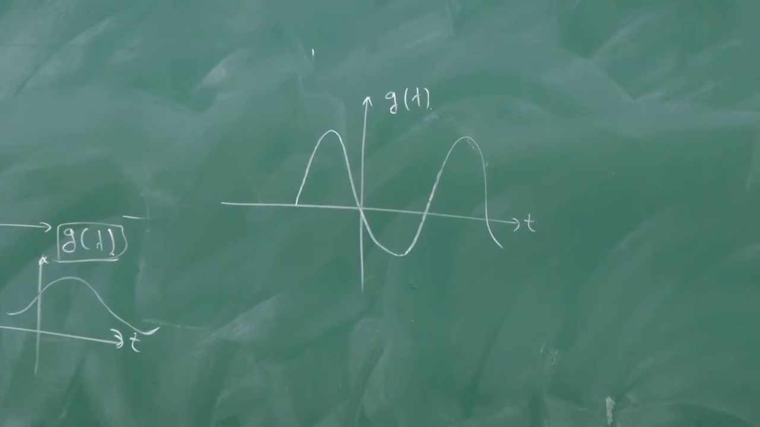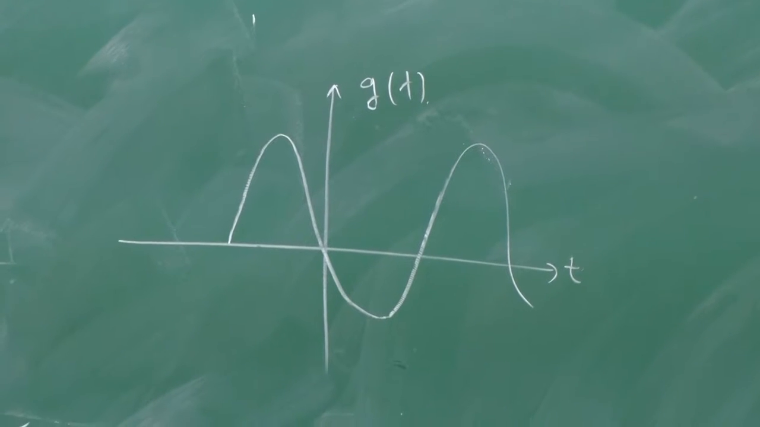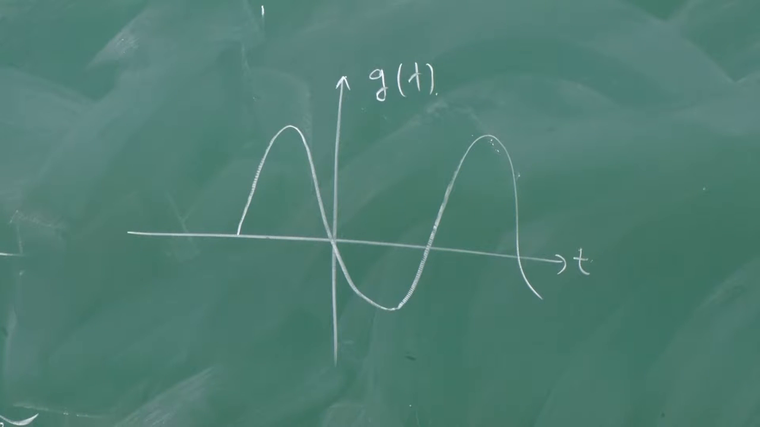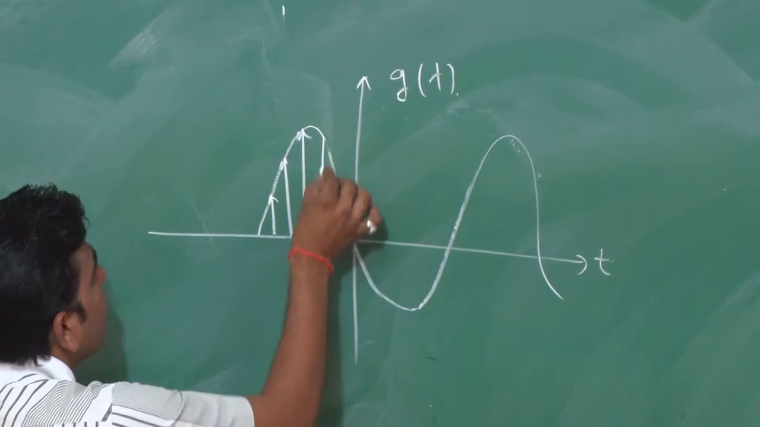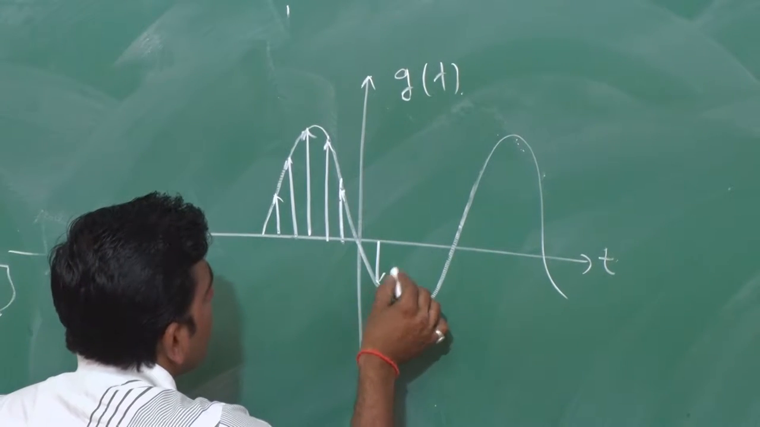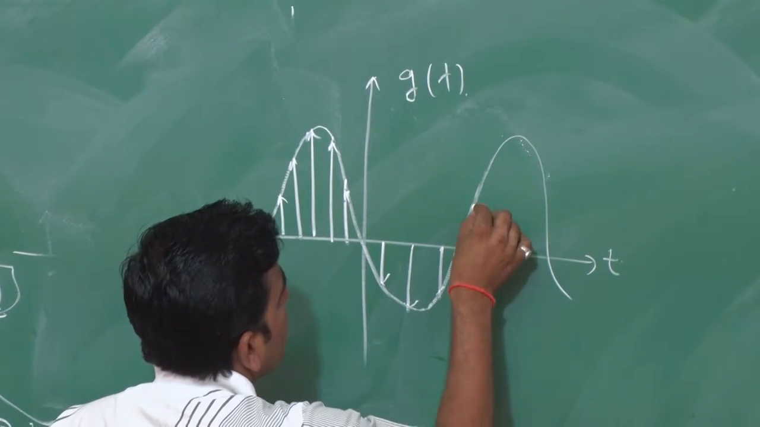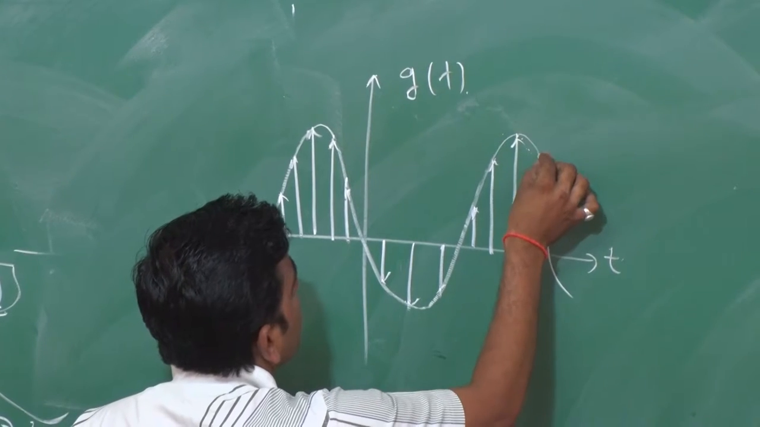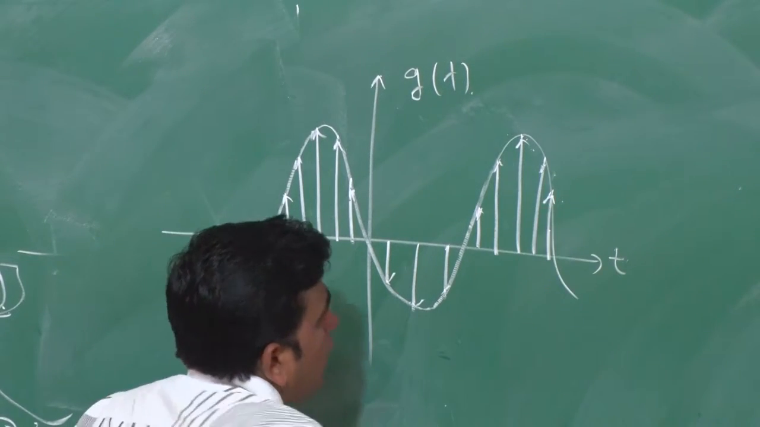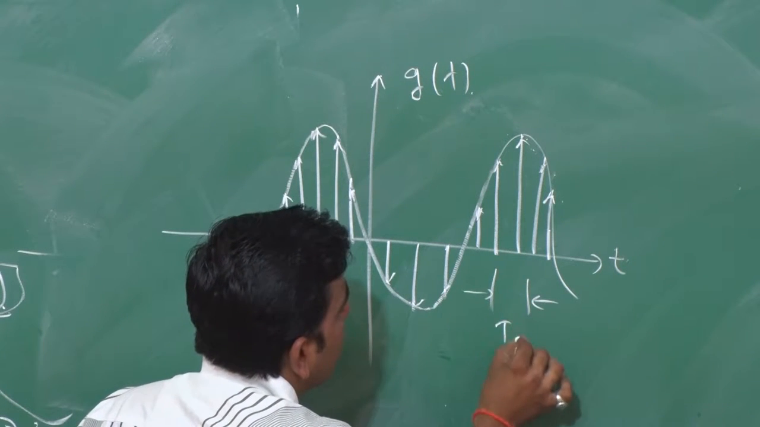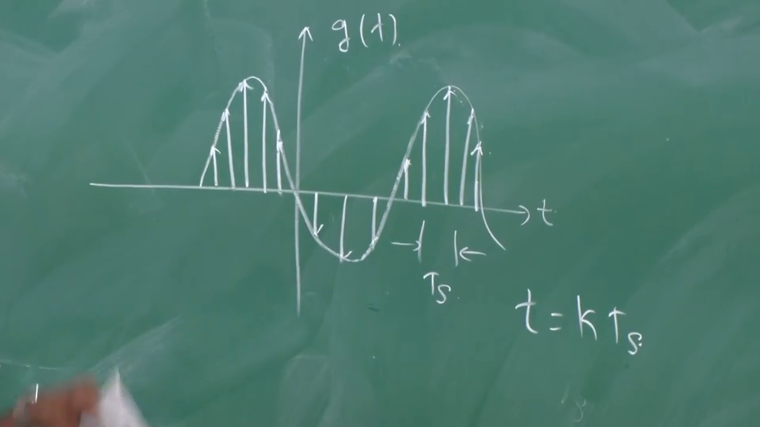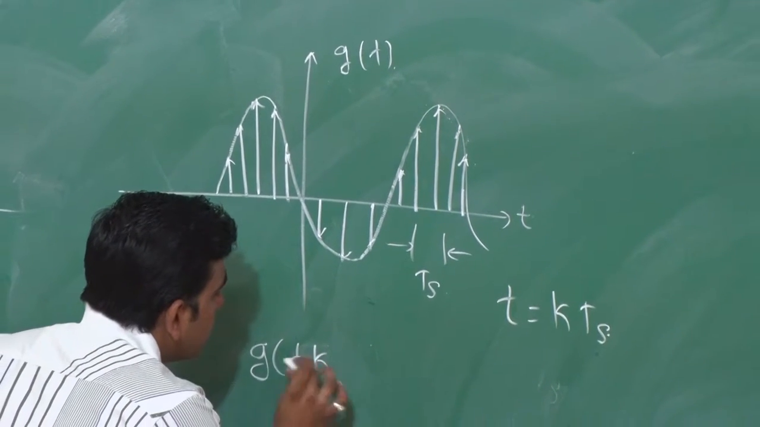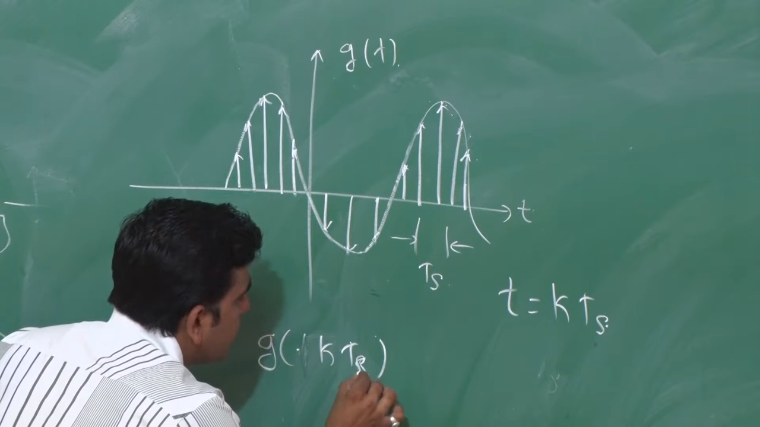Suppose this is your signal g of t, the original signal. It is multiplied with an impulse train of amplitude 1 and distance between them is Ts. So sampling time is Ts, so we will get the samples, various samples. So distance between them is Ts. So this t can be represented as k Ts. So here we will get g of k Ts.